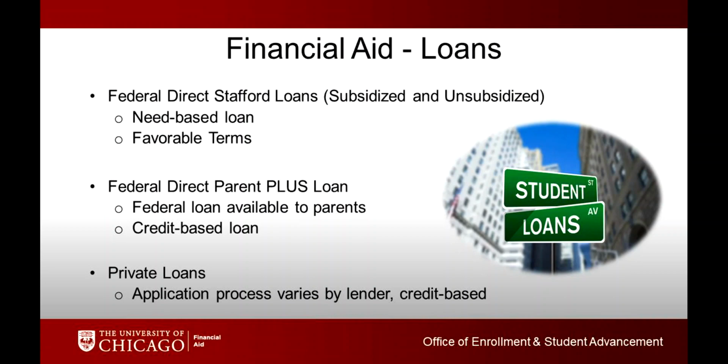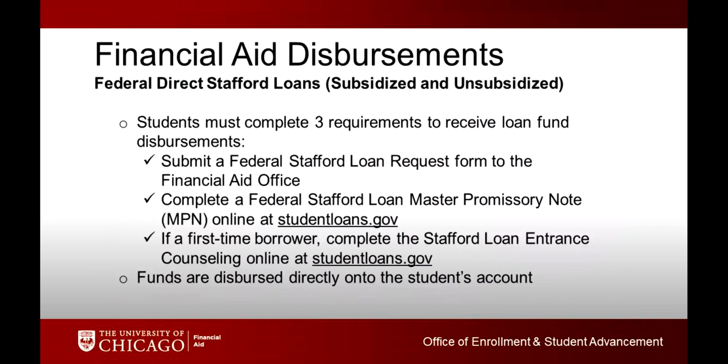These application processes can vary from lender to lender. These loans are credit-based, meaning that if you are a student, you may require a co-signer. But if you're going to be borrowing anything in the way of student loans, we usually recommend Stafford loans first, then Parent Plus loans, then private loans.